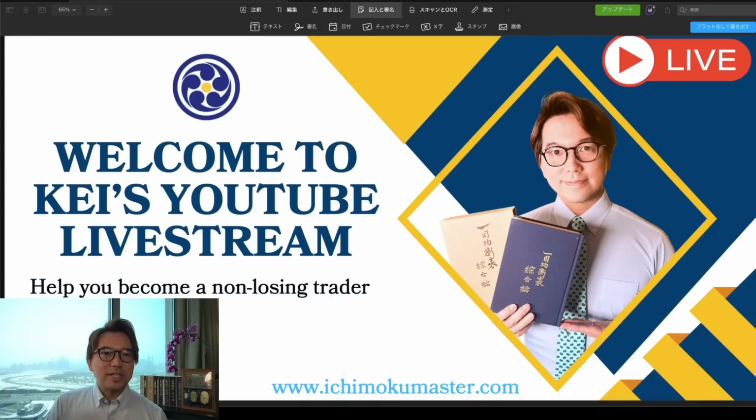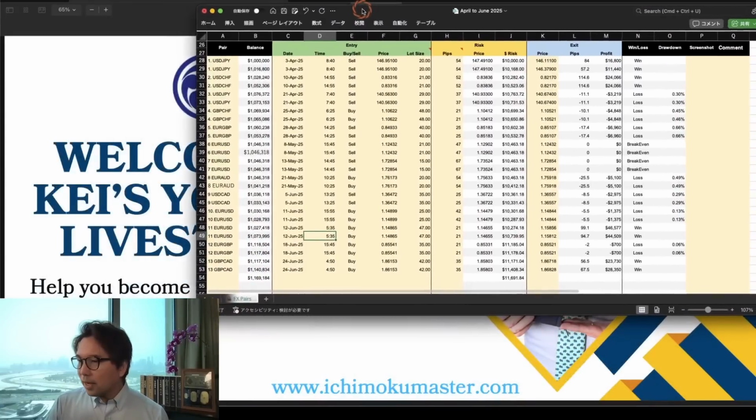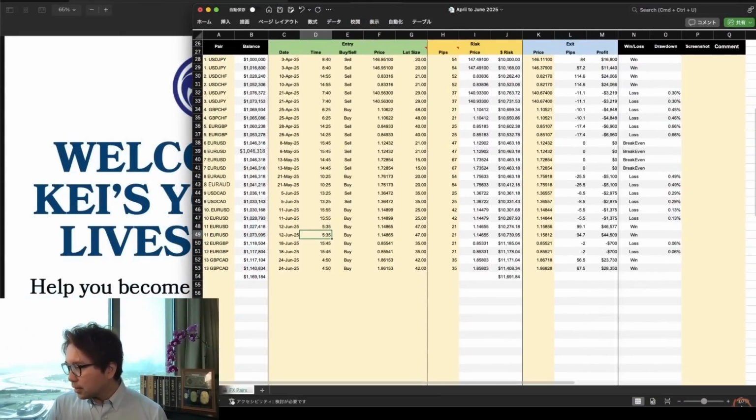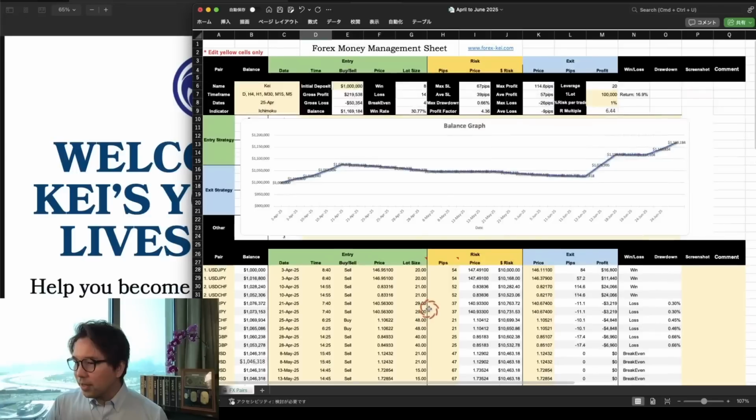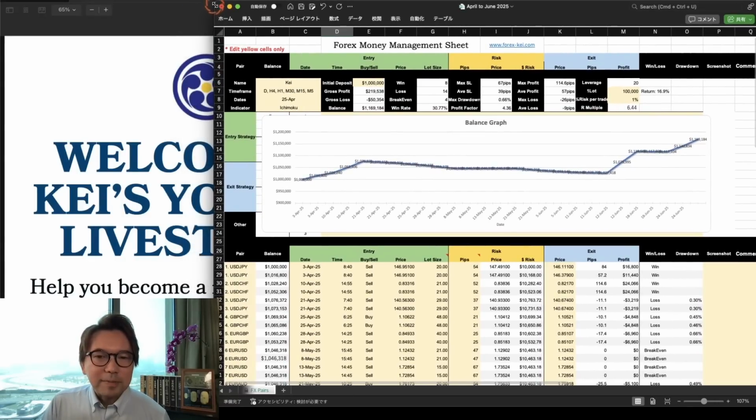So here is the spreadsheet. Let me show it to you first. Okay, and if I scroll all the way up, there's a graph. As I have been doing with the trader performance on my YouTube, the most important number you have to check is the profit factor, PF. This is basically the only number I'm looking at.